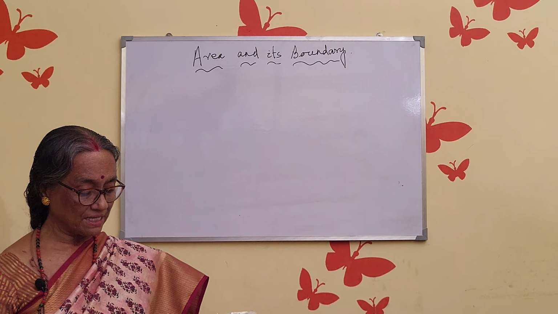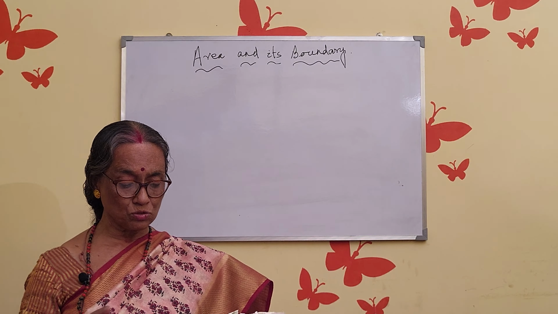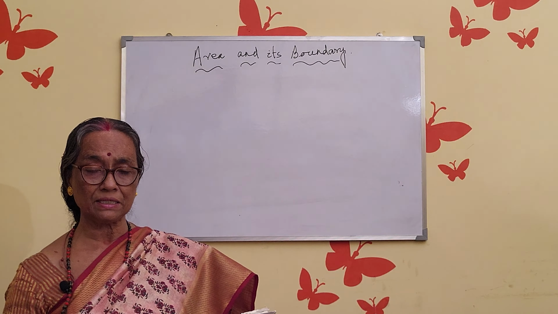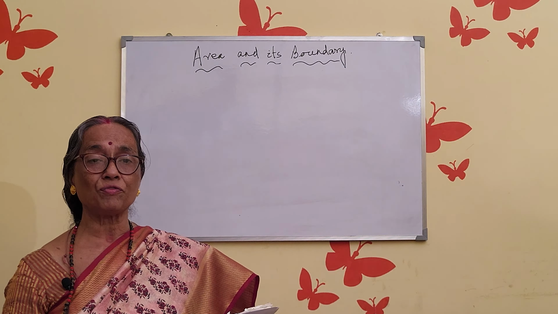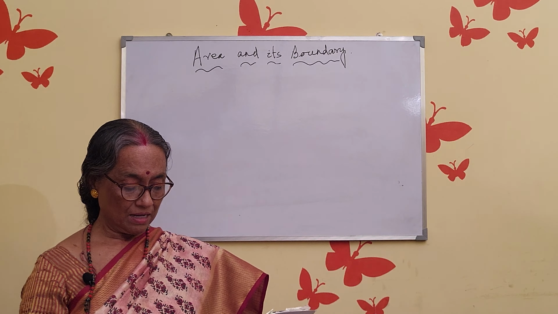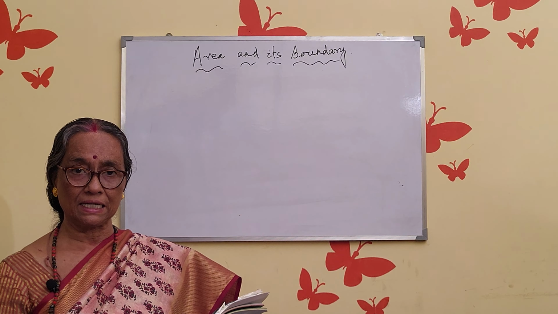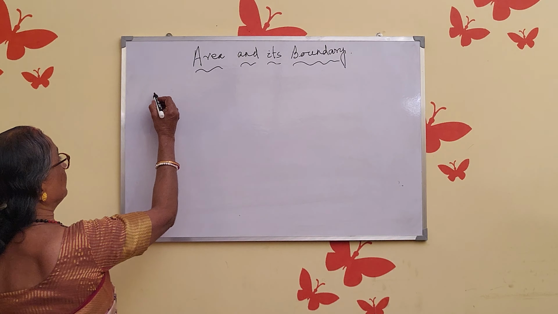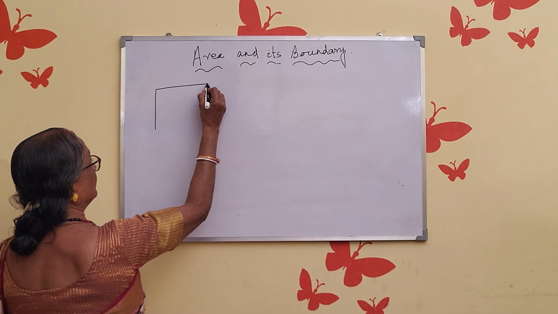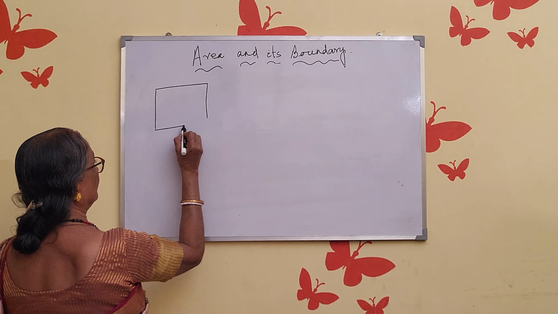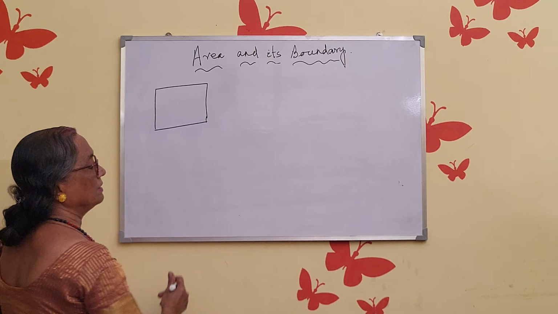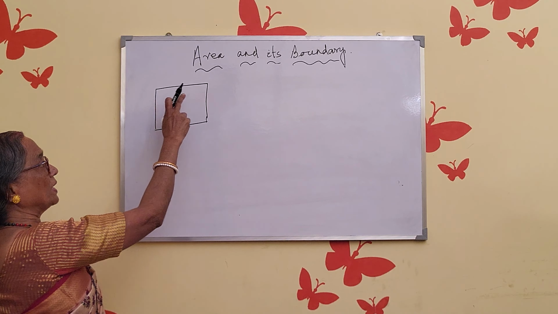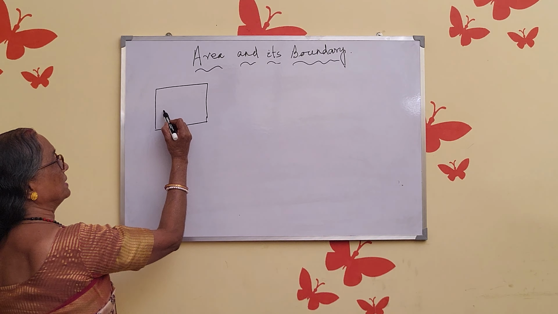Next practice time. Second question is, the fencing of a square garden is 20 meter in length. How long is one side of the garden? This is one square garden. Fencing of the square garden is 20 centimeter.